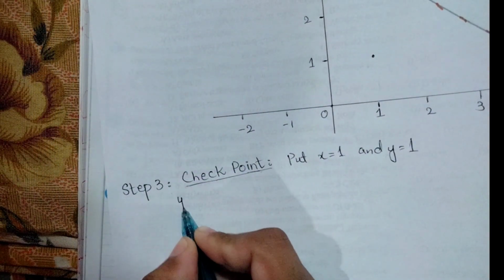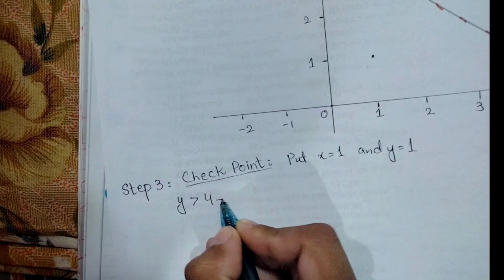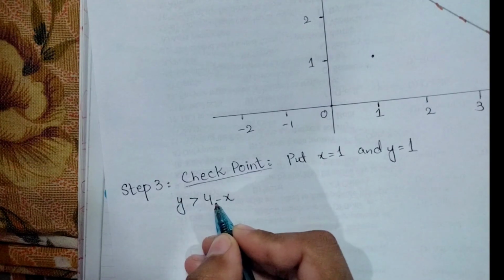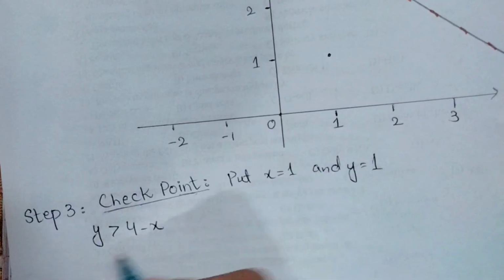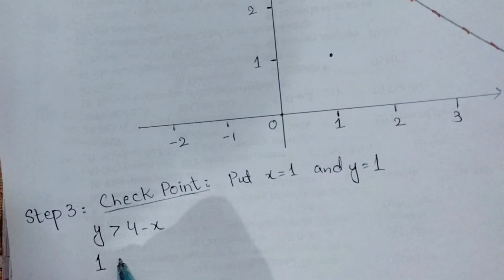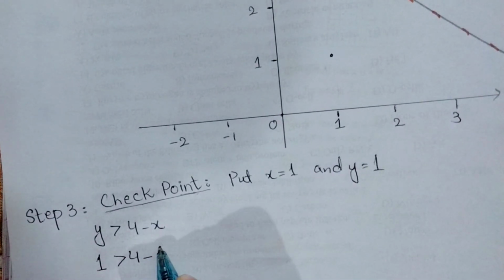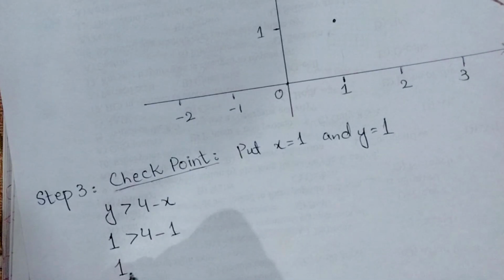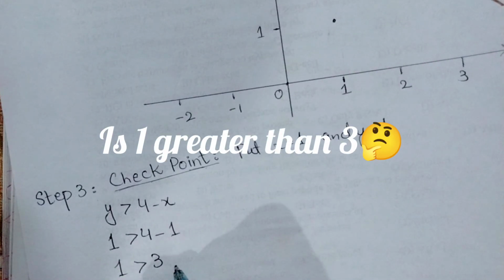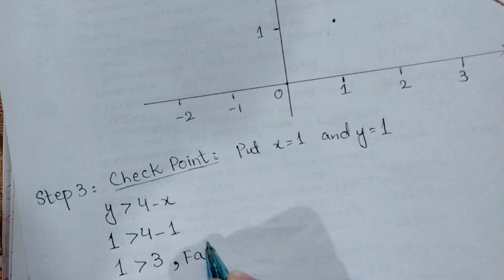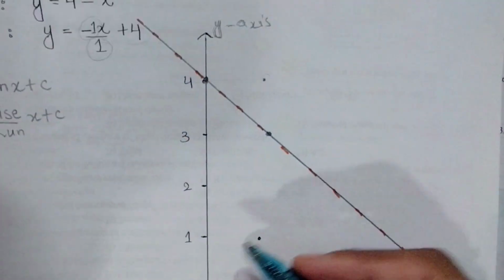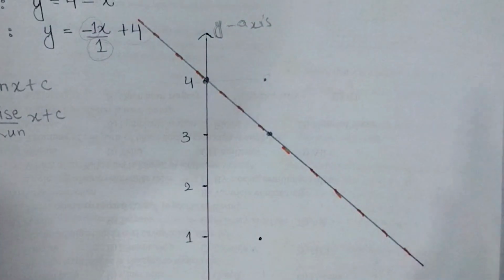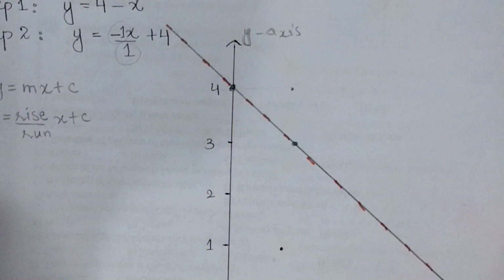So y is greater than 4 minus x. This inequality is given to me in the question. I have to put these values for the checkpoint. So instead of y, I will put its value as 1, which is greater than 4 minus 1, and 1 is greater than 4 minus 1, 3. Is 1 greater than 3? No. So this is false. Now I have taken the point from below the line and it is false. So my shaded region will be the region that is above this line.